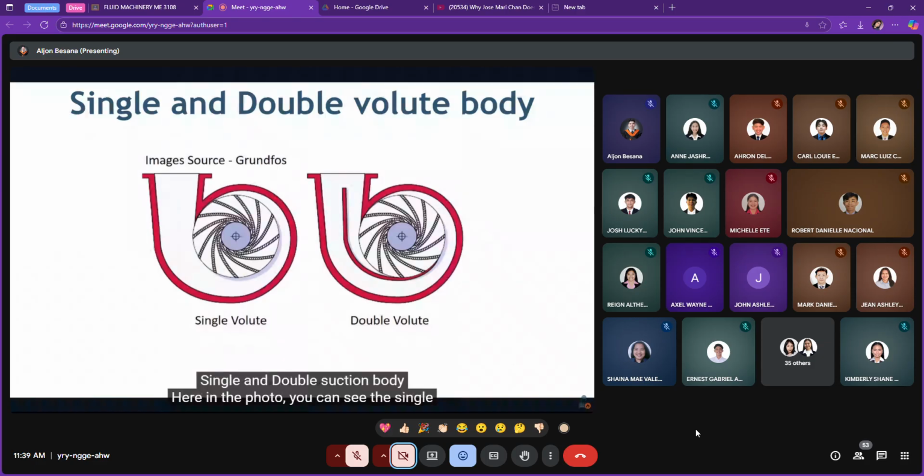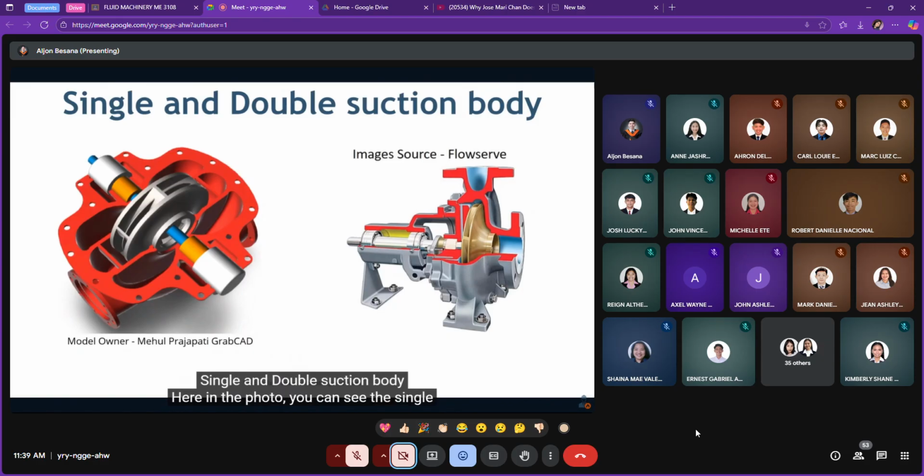Second is single and double suction body. Here in the photo, you can see the single and double suction casing design. In double suction design, fluid can enter from both sides of the impeller. This is more complex than single suction design.